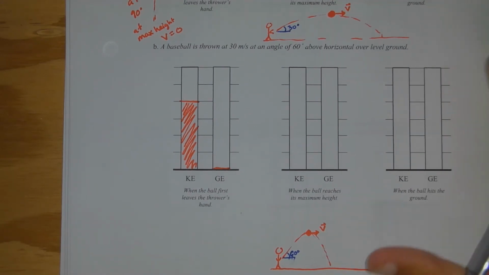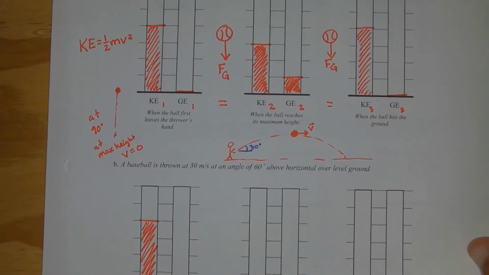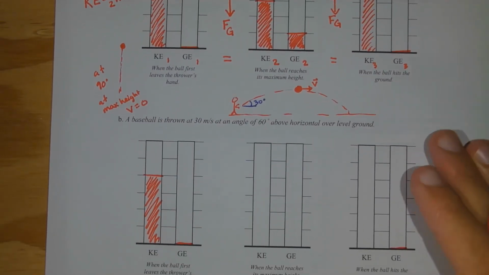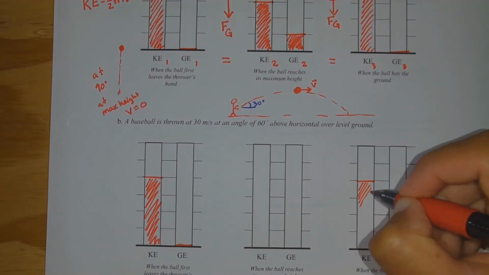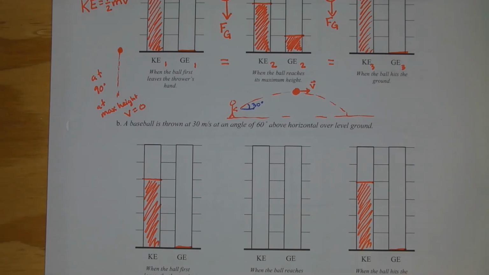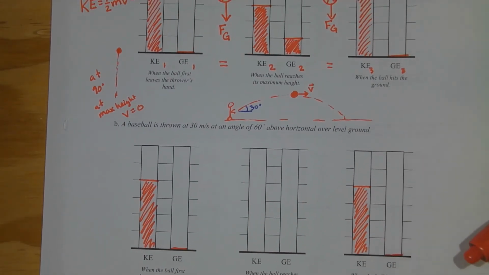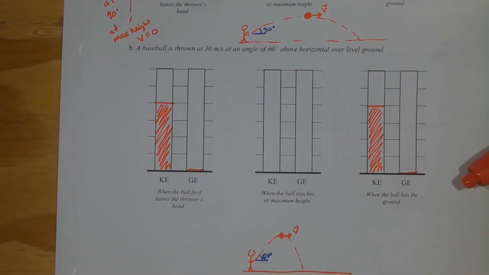When the ball hits the ground, the bar graphs look the same as they did for part A. So when the ball hits the ground, gravitational potential energy is 0, and I still need 4 blocks total, so I have 4 blocks of kinetic energy. So the question then is, how does event 2 look when the angle is 60 degrees?